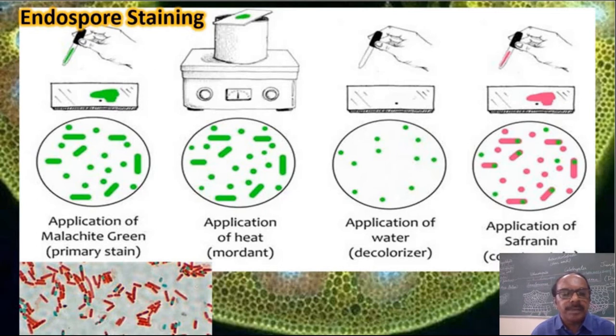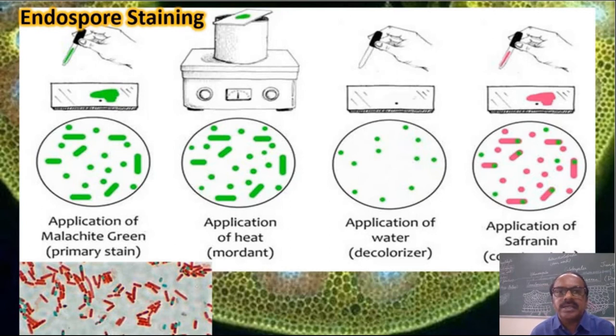What we do is application of Malachite Green, that is the stain that we are using, and we are using heat moderately in the next step, and we are using water, and then we are using the second stain, that is the Safranin stain. So there are two stains that are used. It's also a differential staining method where we are using Malachite Green and we are also using Safranin.